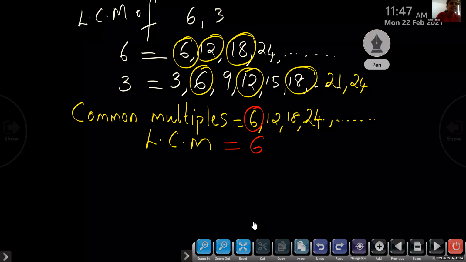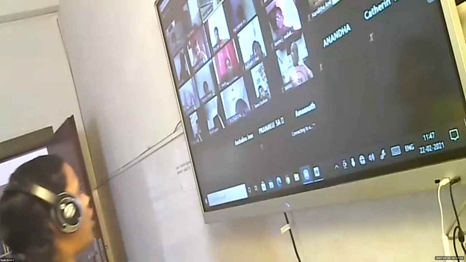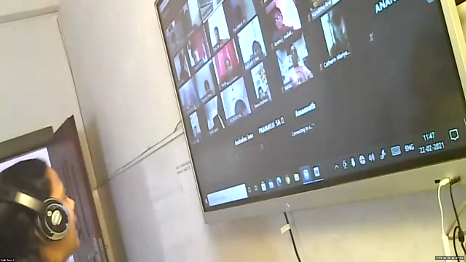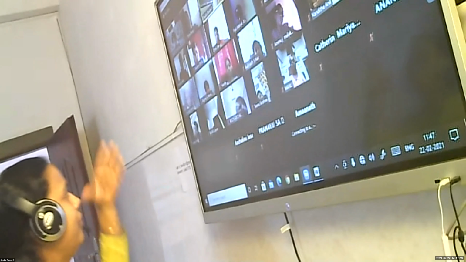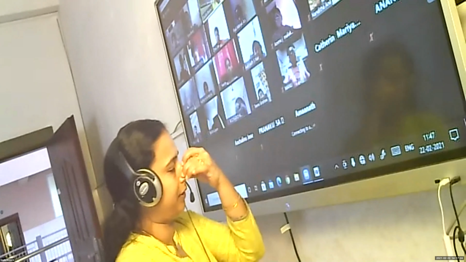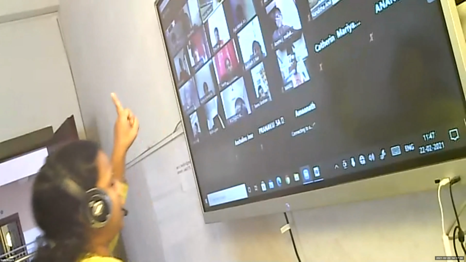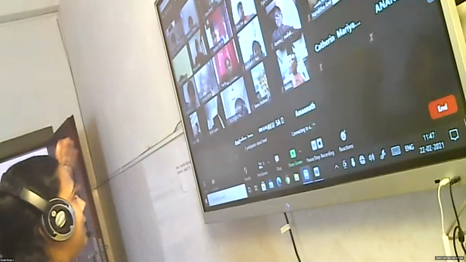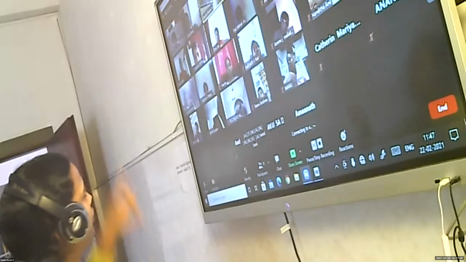So children, this is one method of finding the LCM, least common multiple. What you have to do is write all the multiples, 1, 2, 3, 4, 5, until you get common multiples. And if there are many common multiples, from those you have to find the least, the smallest. The smallest means you will have only one, the very small one.